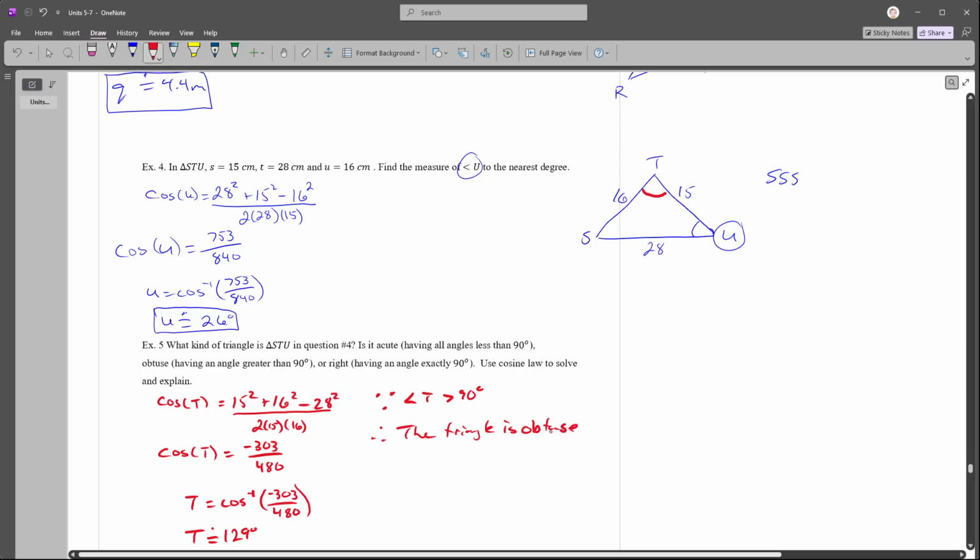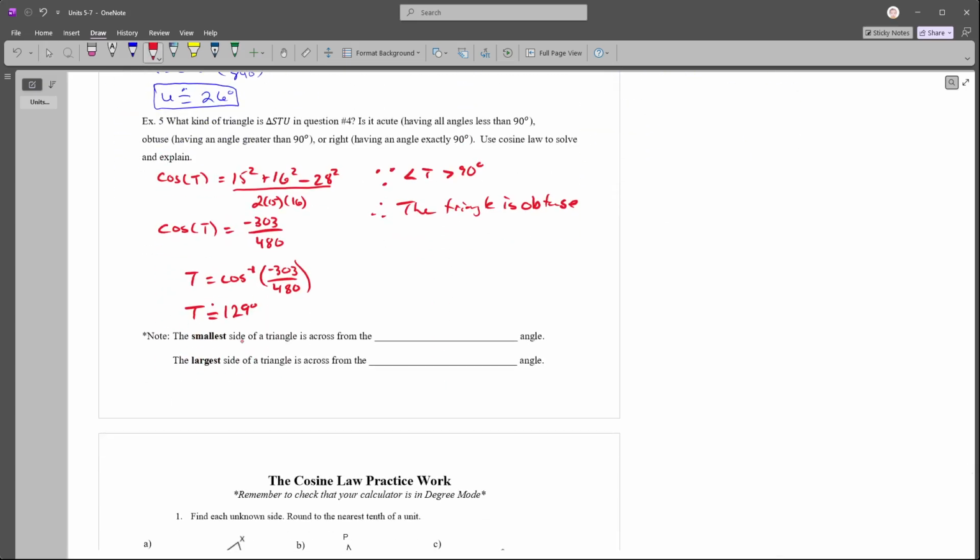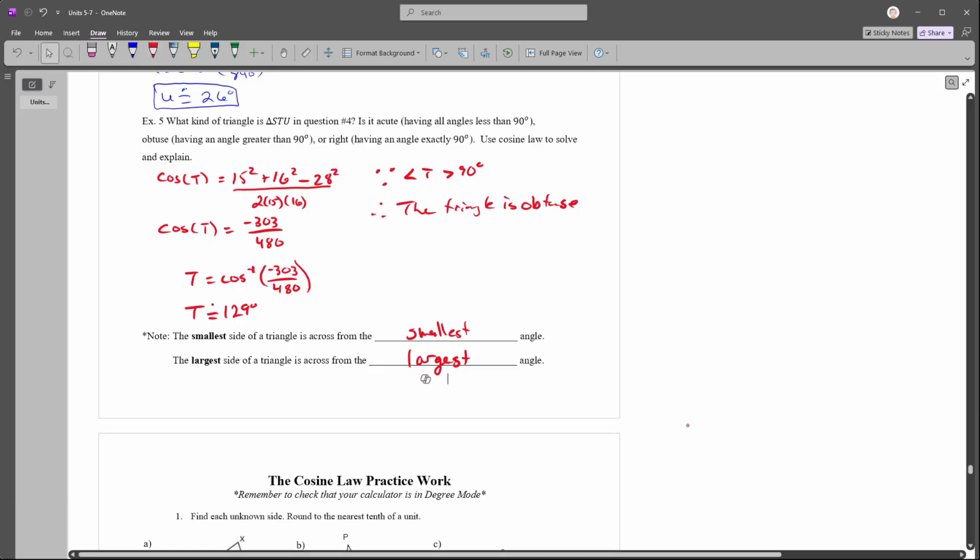There we go. So just one little helpful tip that will help you with a lot of questions going forward. The smallest side of the triangle is always across from the smallest angle. The largest side of the triangle is always across from the largest angle. It's just the way it works. Okay? And with that information, you're armed with pretty much everything you need.